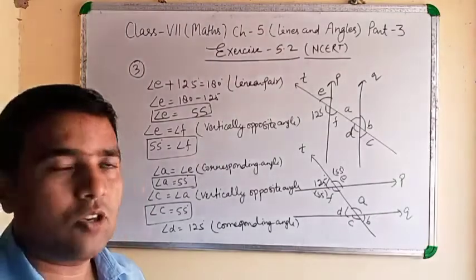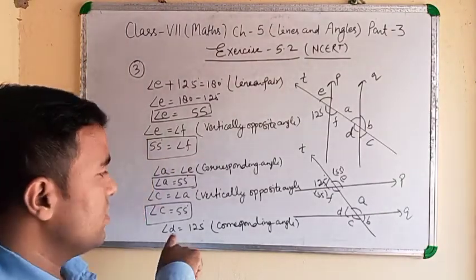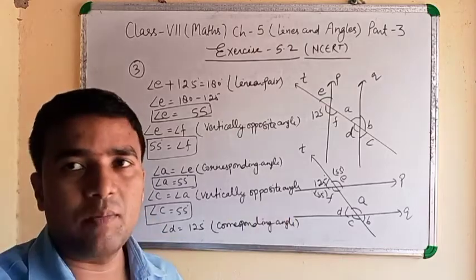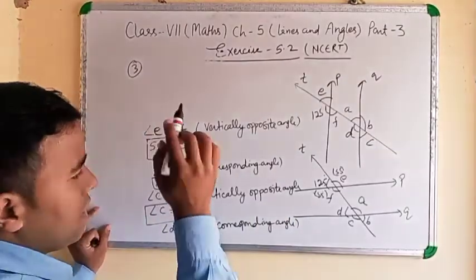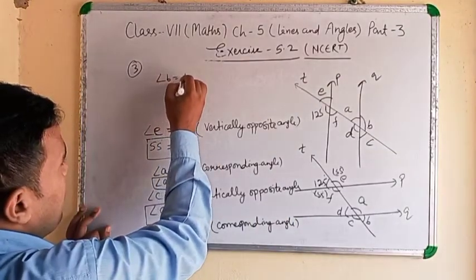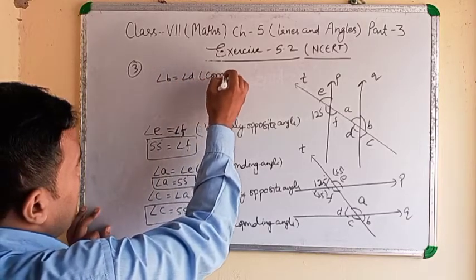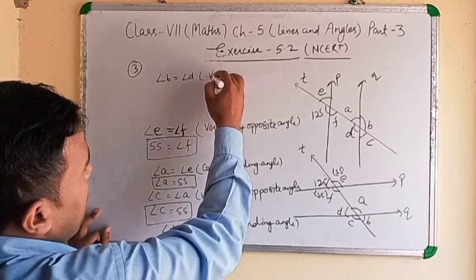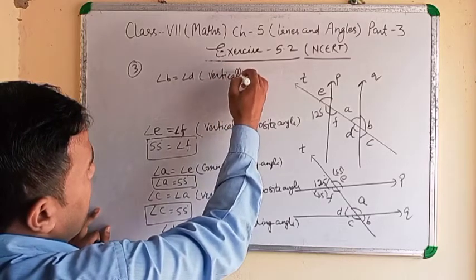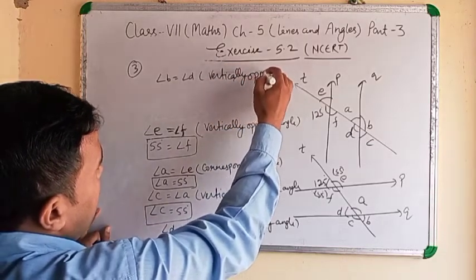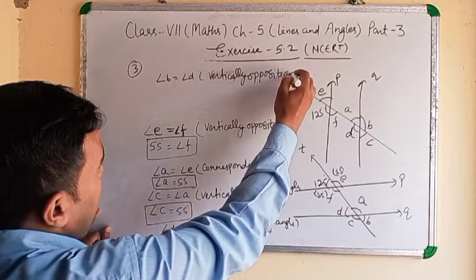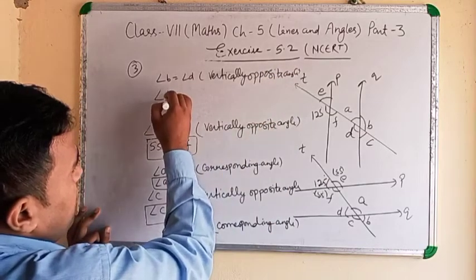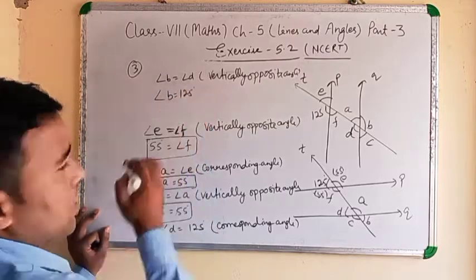I will erase it because place is less. I will find angle B also. Angle B equal to angle D, vertically opposite angle. Angle B equal to 125 degree.